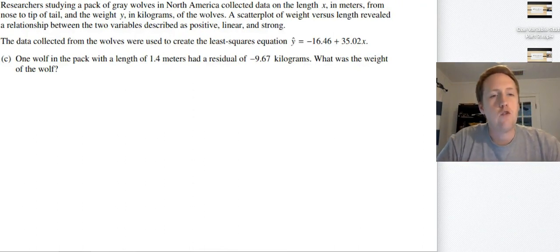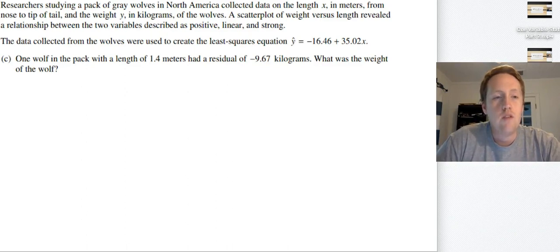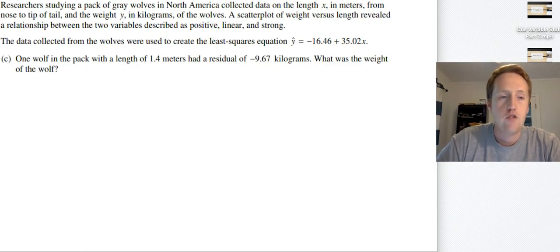All right. Researchers studying a pack of gray wolves in North America collected data on the length x in meters from nose to tip of the tail and the weight y in kilograms of the wolves. A scatter plot of weight versus length revealed a relationship between the two variables described as positive, linear, and strong. The data collected from the wolves were used to create the least squares equation y hat equals negative 16.46 plus 35.02x.